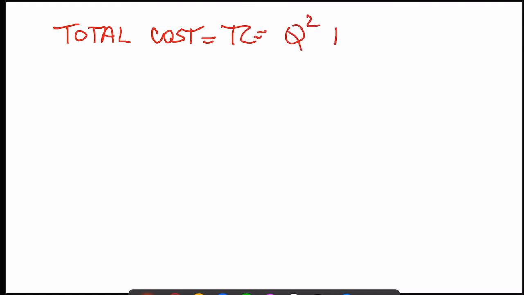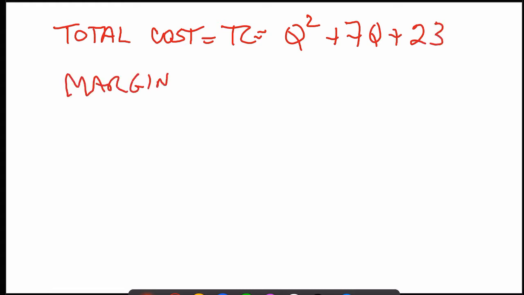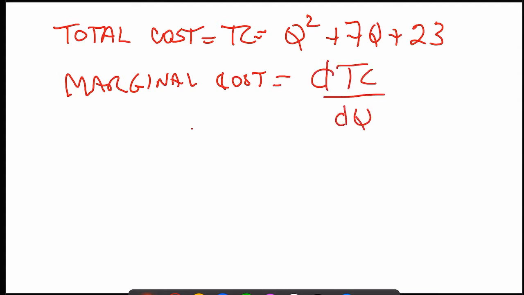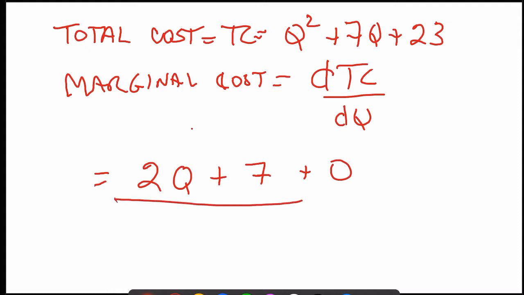Okay. Suppose I said to you I had a business and the total cost of that business, TC, equals Q squared plus 7Q plus 23. Can we find the marginal cost? Well, that would be dTC/dQ. That equals 2Q plus 7 plus 0. So 2Q plus 7 is the marginal cost.